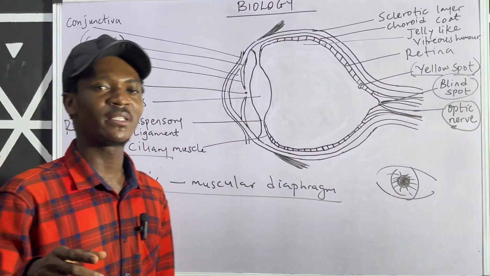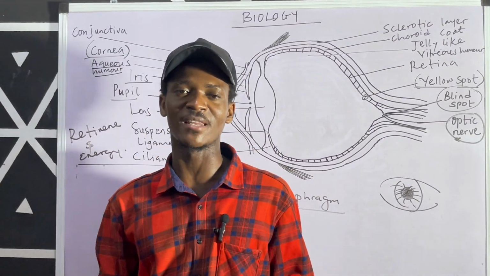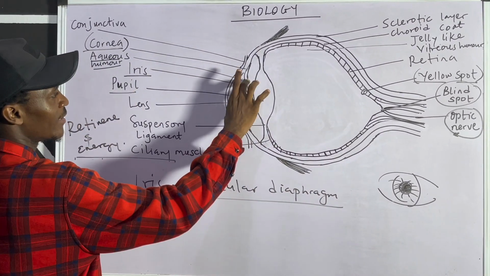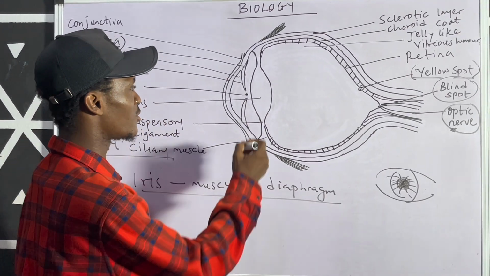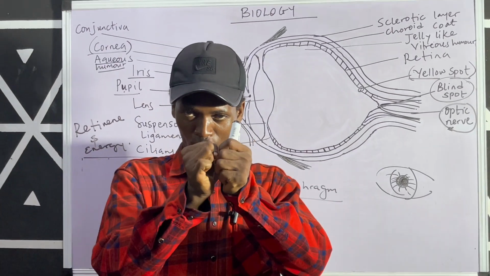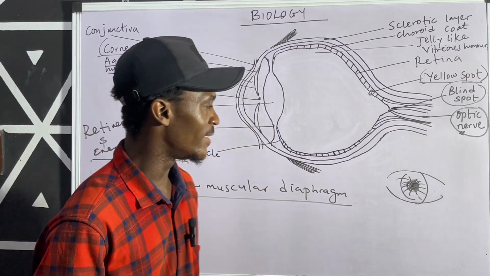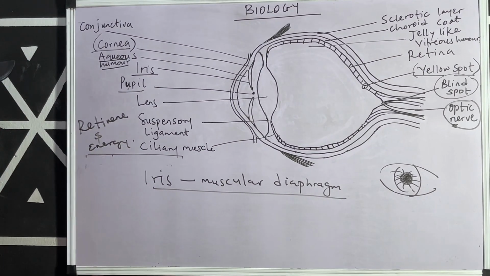Then what about when somebody coming from a dark place now exposes the eyes to bright light? It means that this will relax and spread. And when it spreads, it reduces the size of the pupil. Then you now say that the pupil has contracted. And that is the contraction and the dilation of the pupil.